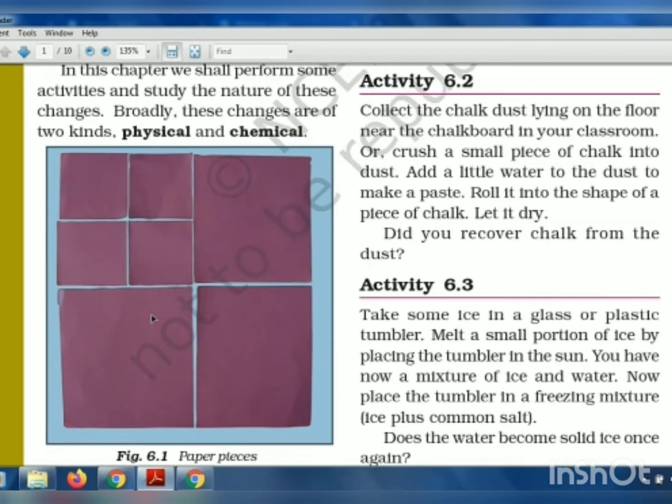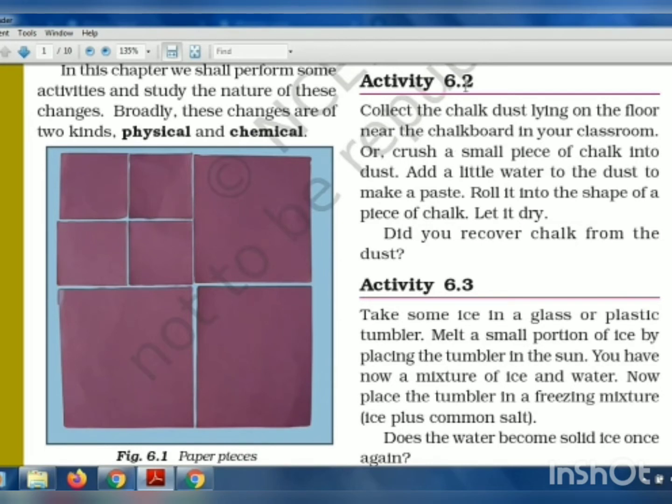So what is happening? The size of that big paper is changing to different sizes. First, it changed to this size, then it changed to this size again. So, the size of the paper changing is a physical property. That physical change they are trying to show you through this activity.